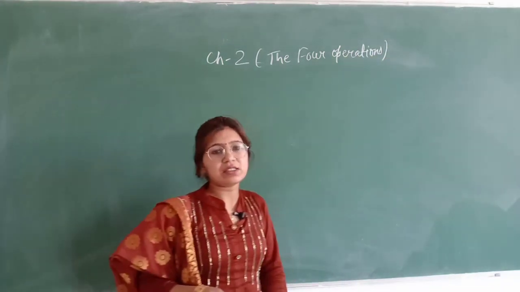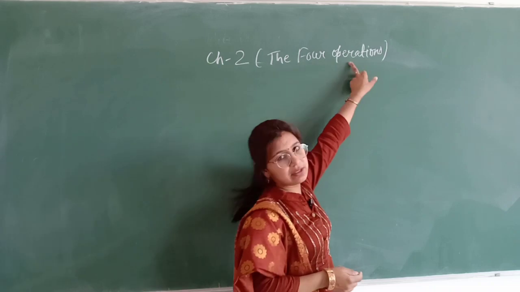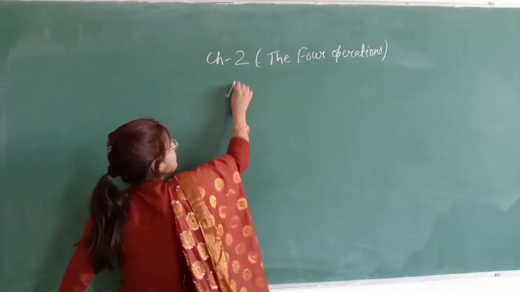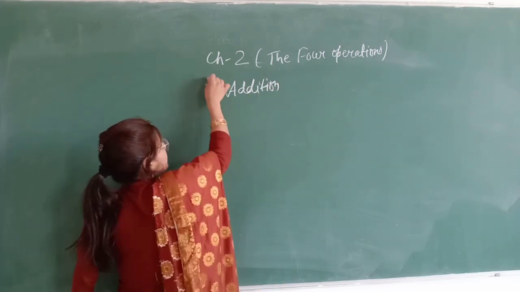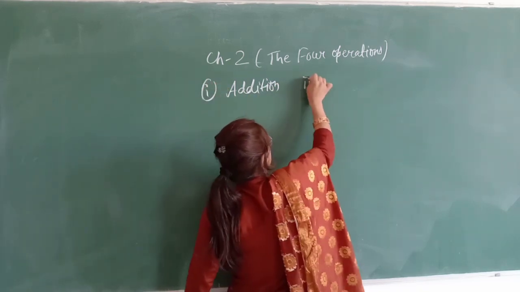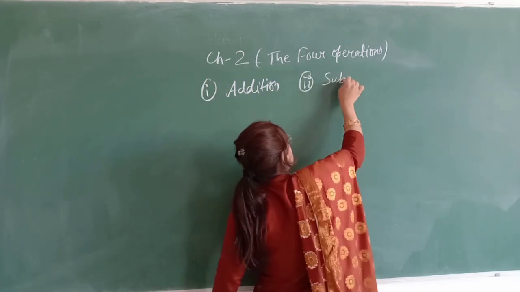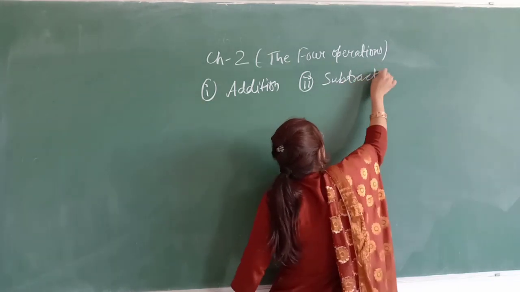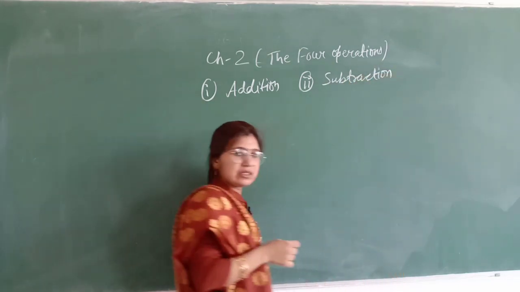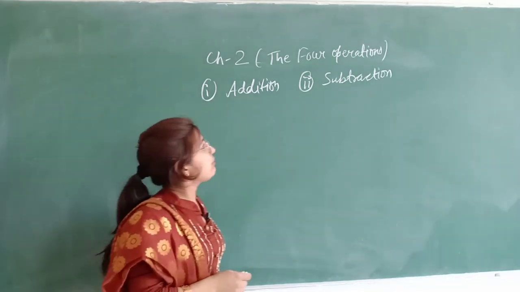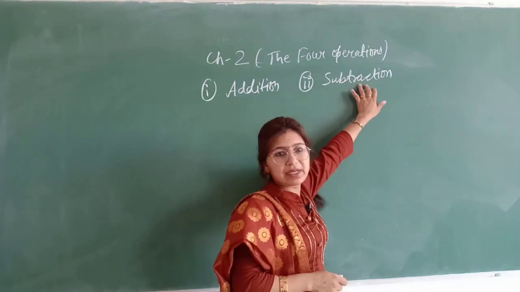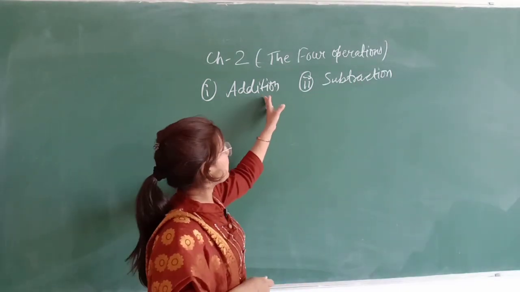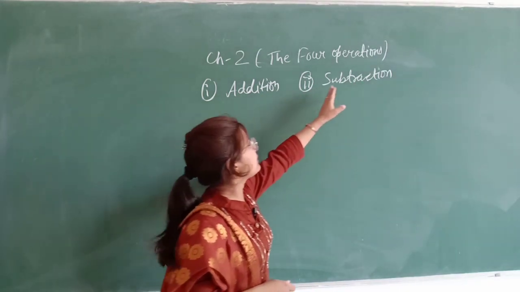In our previous class I told you about the four operations. First one is addition, second one is subtraction, third one is multiplication, and fourth is division. In our previous class I told you about addition and subtraction, and I told you the properties of addition as well as subtraction.